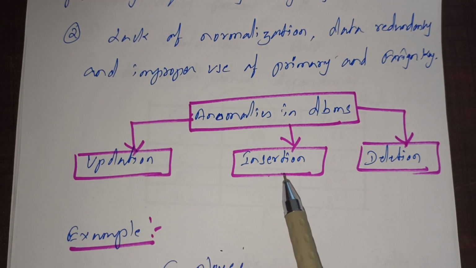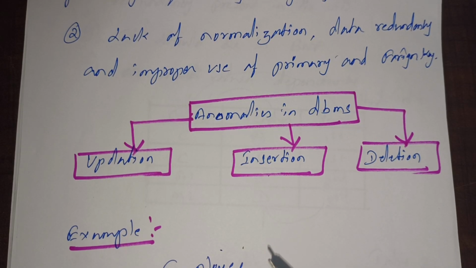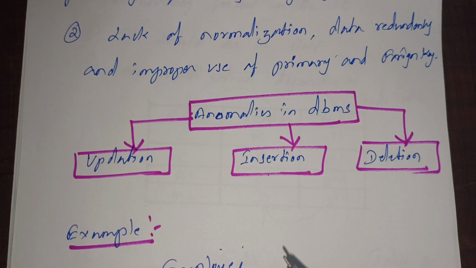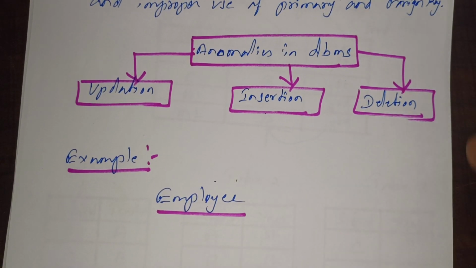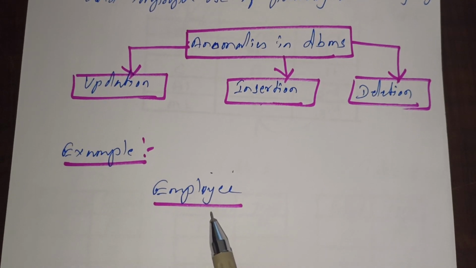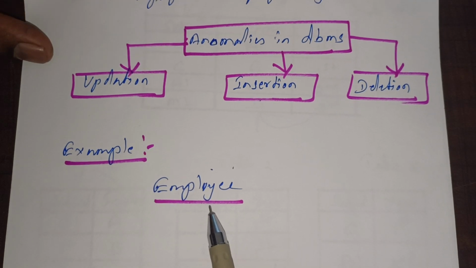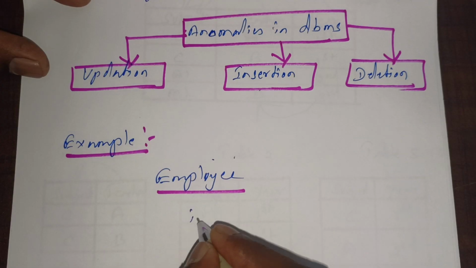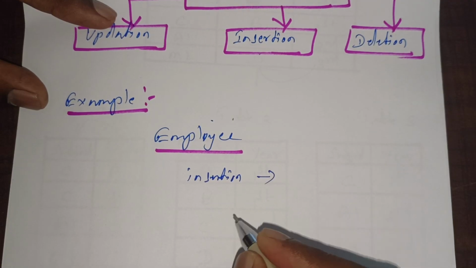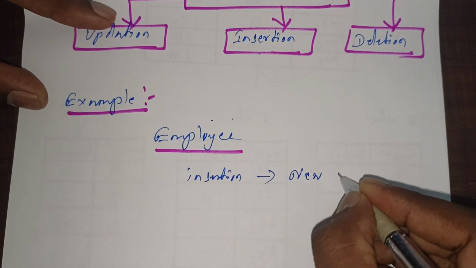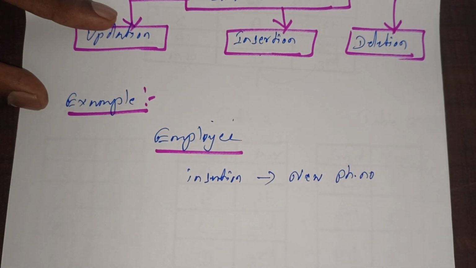It occurs when you are unable to insert new data into a database because it requires an unrelated piece of data that is missing. For example, in an employee table, say you want to insert a new phone number of an employee. The employee gets a new phone number that needs to be added. That is the insertion you are going to do.